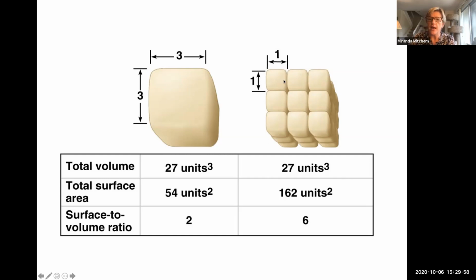So now we're looking at individual boxes occupying the same total volume though, right? So we've got 1, 2, 3 boxes by 1, 2, 3, and then they're 3 deep as well. So our total volume is constant. It's still the same as it was because the volume is not changed, 27 units cubed. However, the surface area is much bigger now. And if we look at the ratio between surface area to volume, we have 6 as opposed to 2.